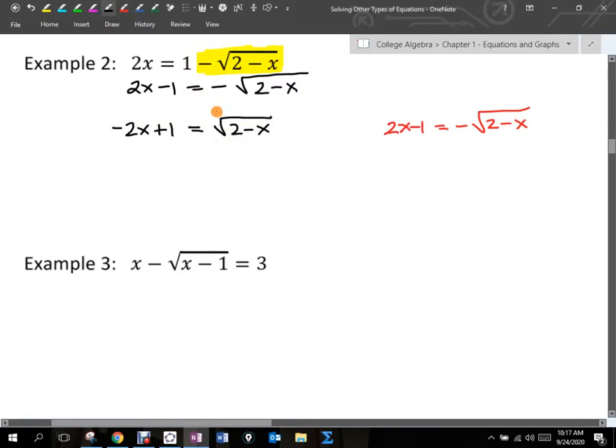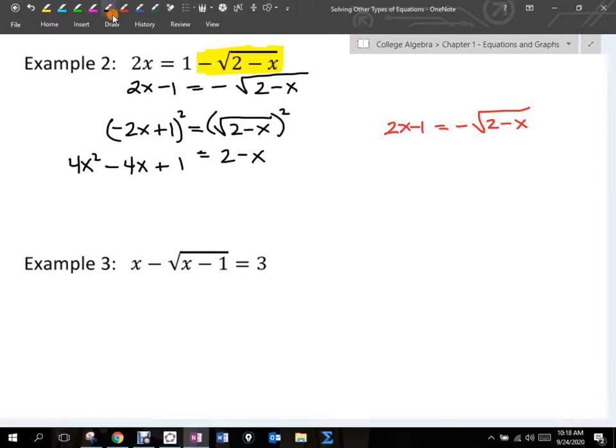So if I square both sides, the right-hand side becomes 2 minus x. And the left-hand side, what's negative 2x squared? Positive 4x squared, right? Multiply those two together, and then double it, and that becomes my b term, or my O and I, so I get negative 4x, and then plus 1. Is everybody okay with that?